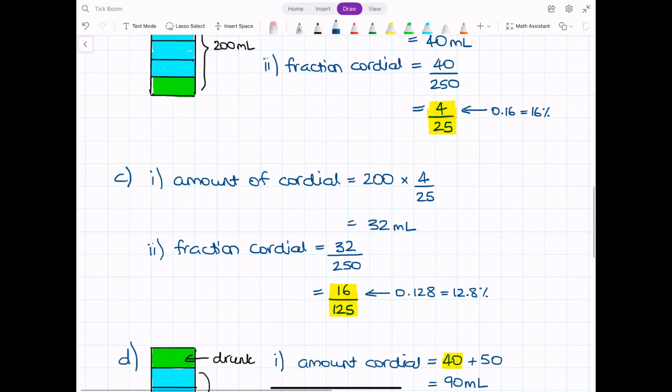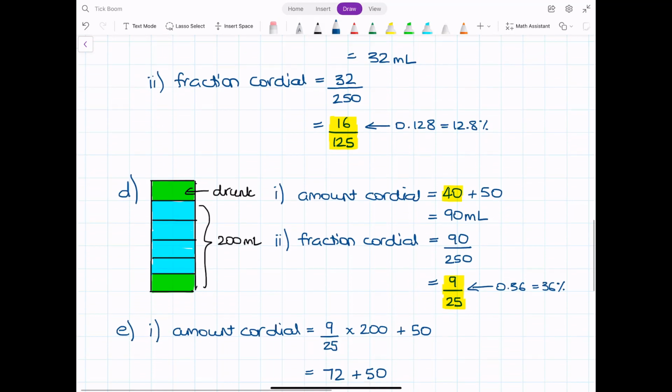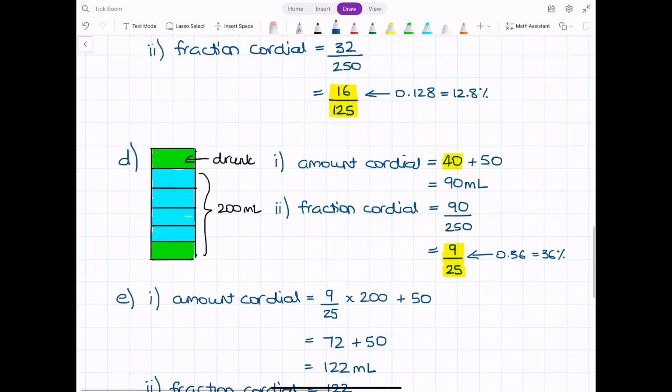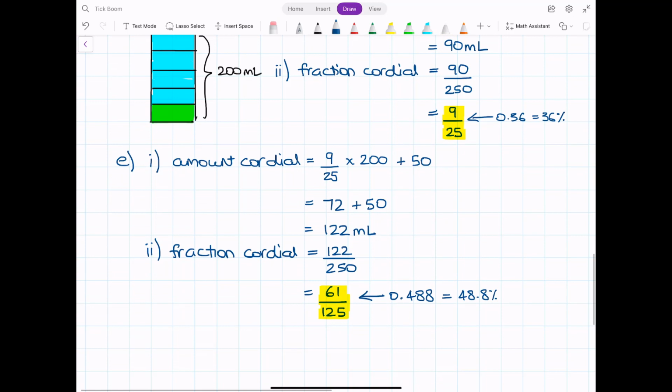And conversely for Lynn, she starts at 20% cordial, then moves up to 36%, and then up again to 48.8%. So it might be tempting to think, well, for Lynn, she will end up with pure cordial instead of pure water, because her percentage of cordial might end up being 100% and 0% water.